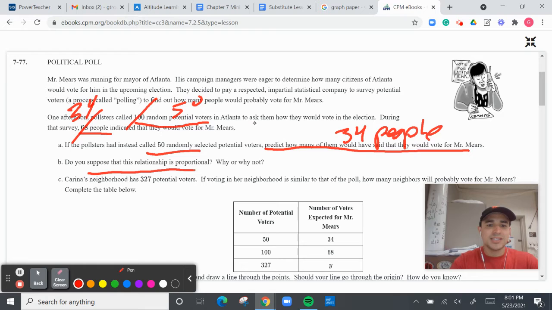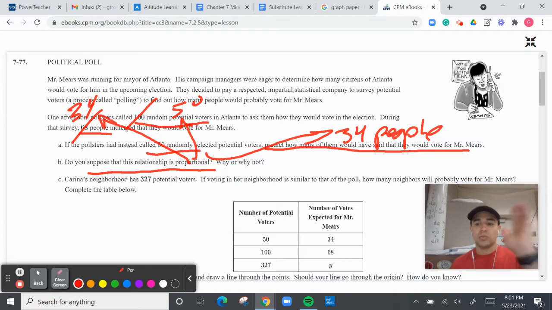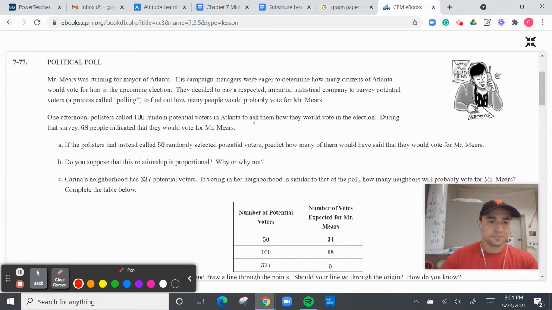Do you suppose that this is proportional? Well, I think so. Well, this right here is. So if I did 100 to 50, then it's 68 to 34. That is proportional. I didn't change any different numbers. I just cut it in half. So if I said 200 callers, what would that be? Well, then 200 callers would be double of 68, which would be 136. So that is proportional within itself.